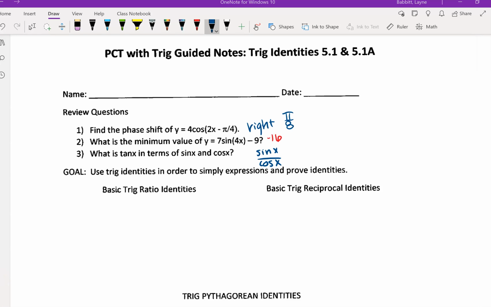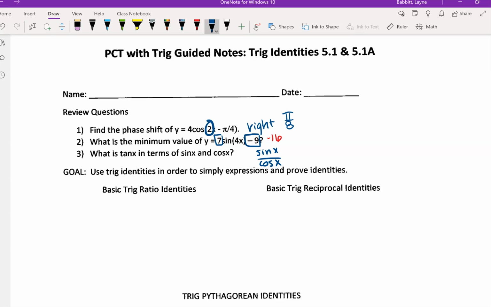For the answers, remember for number 1, you need to divide out or factor out that b value, and that's how we get 1/8. The minimum value can be found because the midline is going to be shifted down 9. And then the amplitude is 7, which means it's going to go 7 below that midline, taking us all the way down to -16.